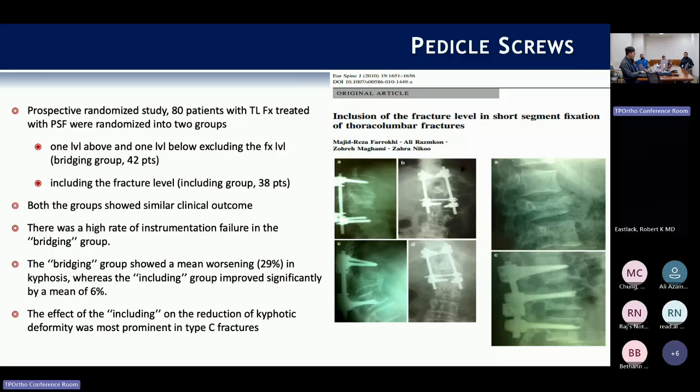This is a prospective randomized study of 80 patients evaluating constructs with and without inclusion of a fracture level within thoracolumbar fractures. Instrumenting the fracture level resulted in 6% improvement in kyphosis correction and significantly less construct failure, particularly the short segment constructs, one level up and one level down, in patients with unstable burst fractures. This highlights the importance of strategic placement on biomechanical outcomes.